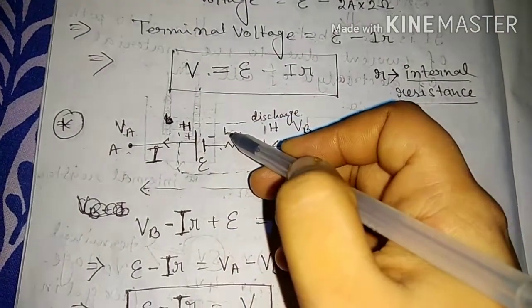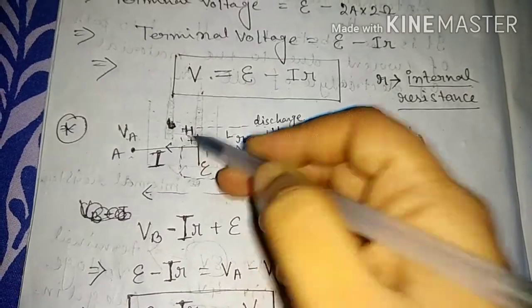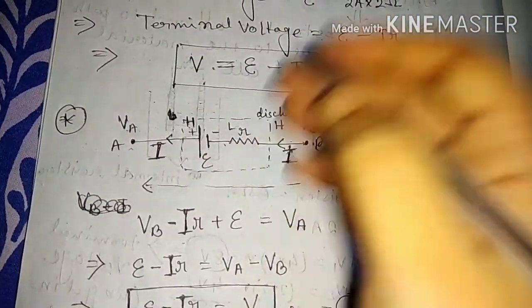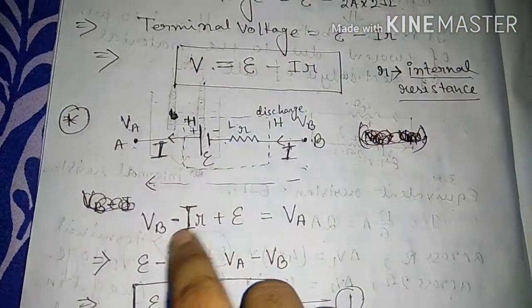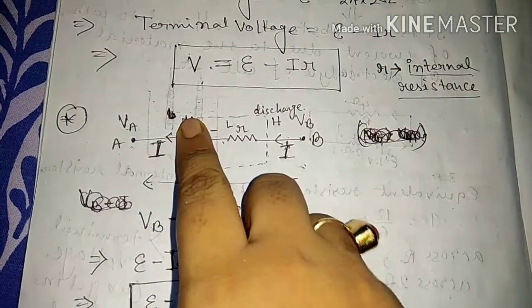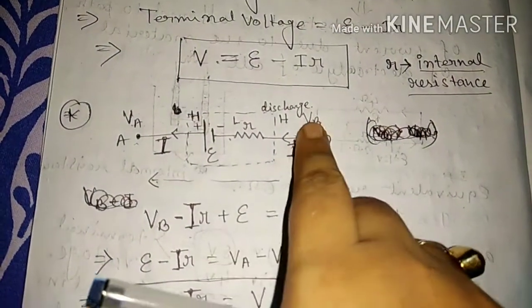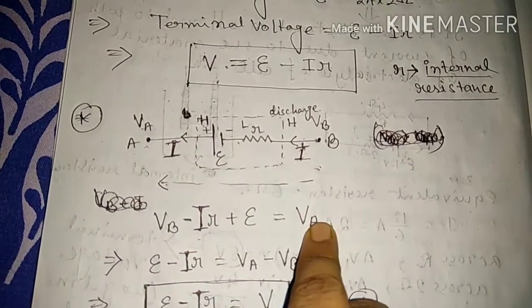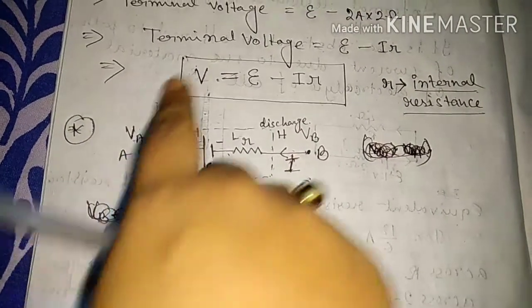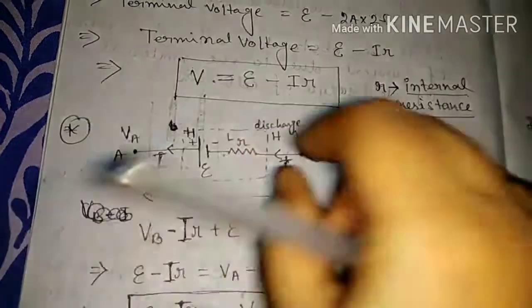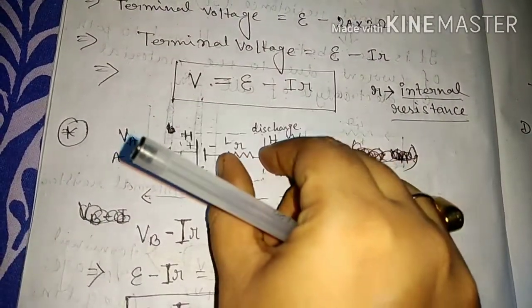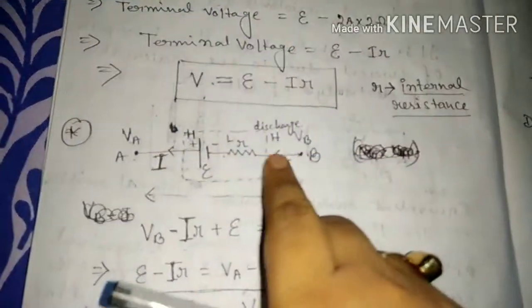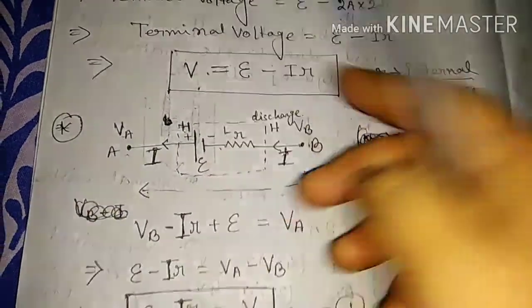So from lower potential to higher potential it gains energy; from higher potential to lower potential it loses energy, minus I into R, then again it gains energy, plus E. So this plus this plus this equals the total VA, or we can say VA equals the total of this one plus this one plus this one, but this one is a minus because it lost its energy.